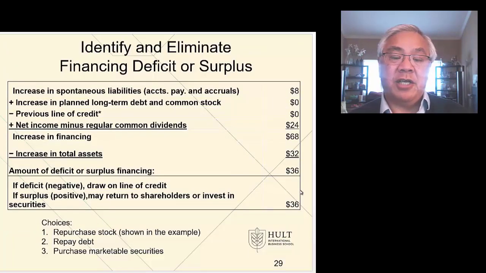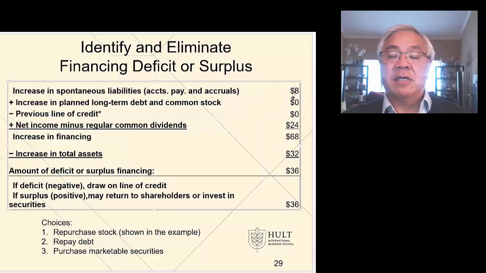How we identified these changes is first we had increase in spontaneous liabilities. That was $8. We had no changes in common stock or long-term debt. We had no drawdowns on line of credit or in the past or today. And so we had net income minus the regular dividends. That was $24 we just saw, how much we generated from running the business and handling the balance sheet. The increase due to financing was $68. So the net increase in total assets is 32, which we saw earlier, went from 1200 to 1232.